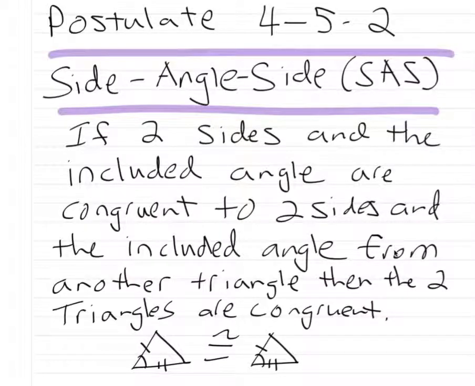The next shortcut is called SAS, and it's short for side, angle, side. If 2 sides and the included angle are congruent to the same corresponding sides and included angle in another triangle, then the 2 triangles are congruent. Again, this is a shortcut because it means you only have to prove 3 things from a triangle: side, angle, side.